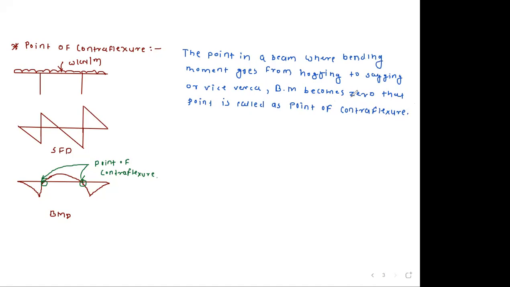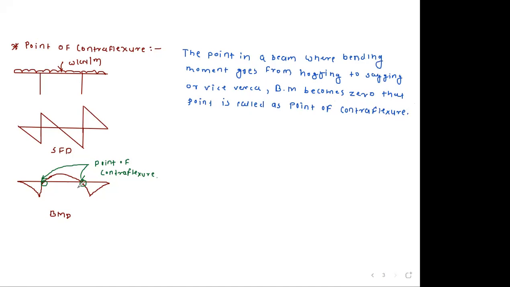Okay, your writing is over. So I will explain this point of contraflexure. You observe here, this is an overhanging beam, and on that beam one uniformly distributed load is applied. Due to this load, this is the shear force diagram and this is the bending moment diagram.